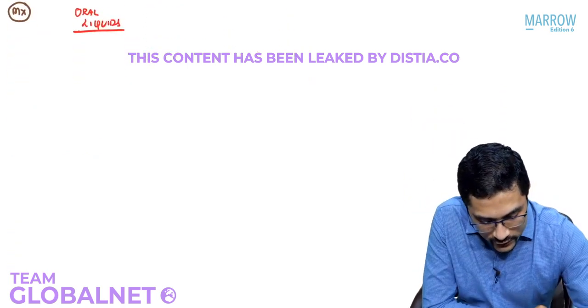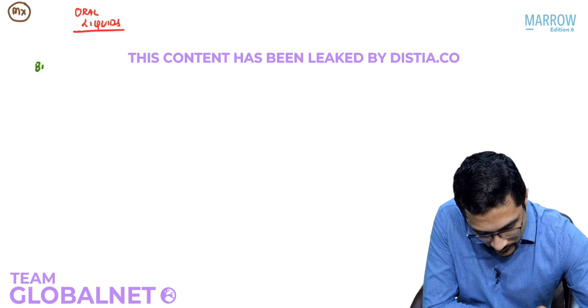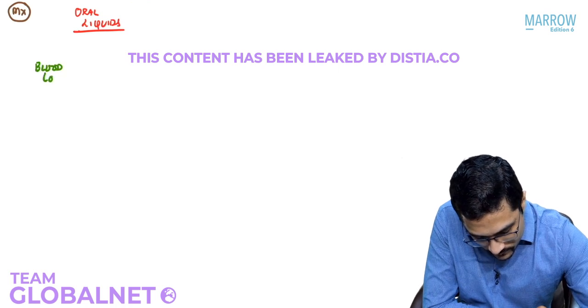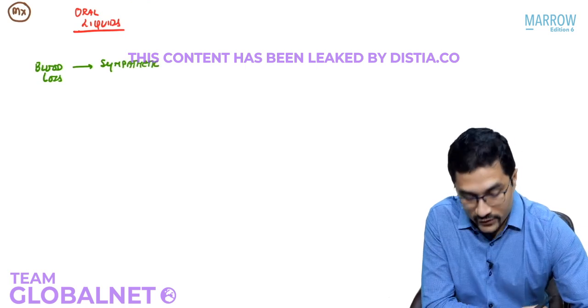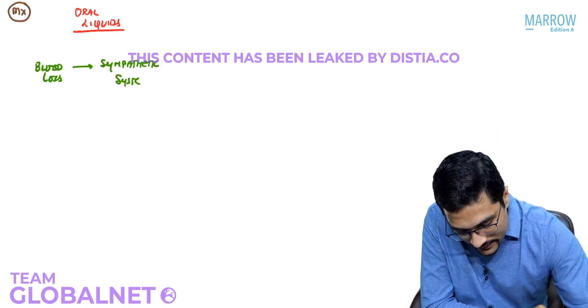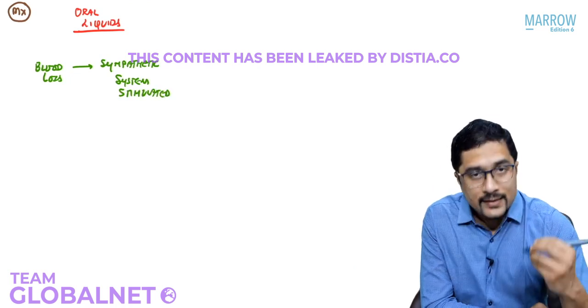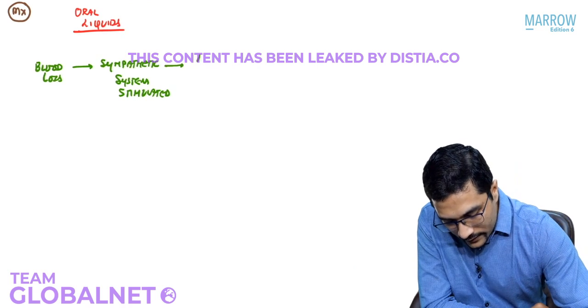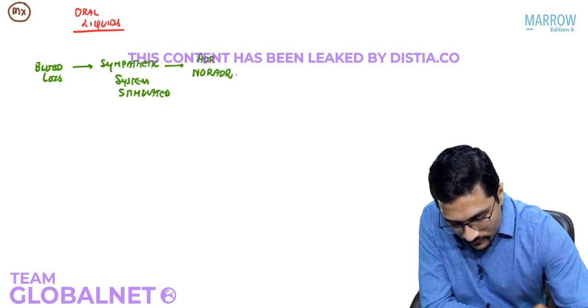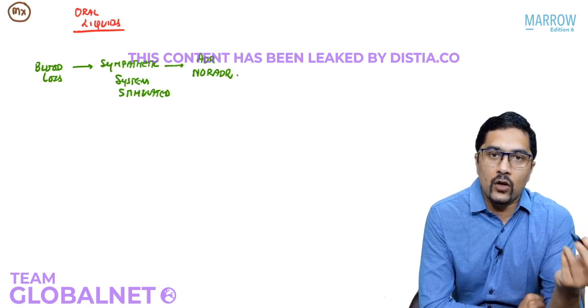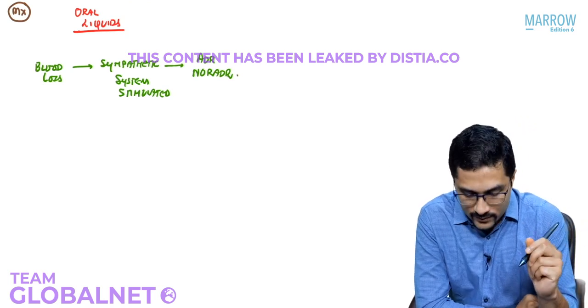So if you look at the physiology of class 2 shock, when there is blood loss, you know that the sympathetic system is stimulated, right? You must have read this in physiology, that the sympathetic system is stimulated. And when the sympathetic system is stimulated, adrenaline and noradrenaline are released from the system.